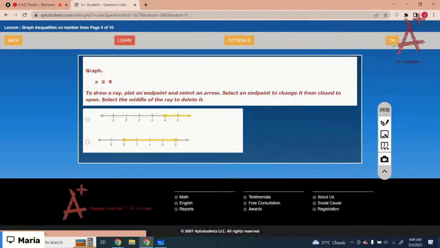Okay, the next one is x is greater than or equal to 6. That means x can be 6 and any number that is greater than 6. Got it? So at 6 it is a closed circle and all the values are greater than 6. So the graph must be pointing at the right hand side. So it would be the first option. Got it?